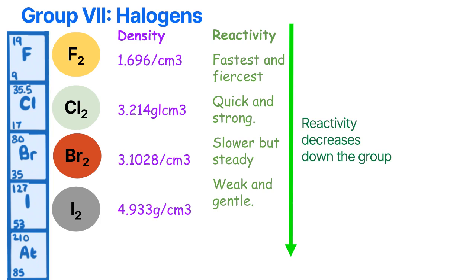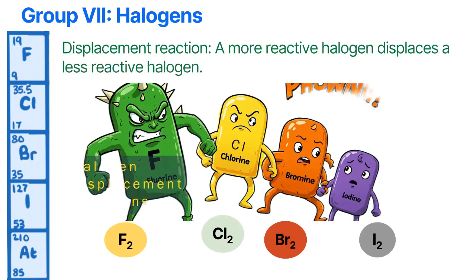Next, we will look at the displacement reaction of Group 7 elements. Displacement reactions are very important in exams. The key rule is simple: a more reactive halogen can push out or displace a less reactive one from its compound. This is because the more reactive halogen has a stronger ability to gain electrons.